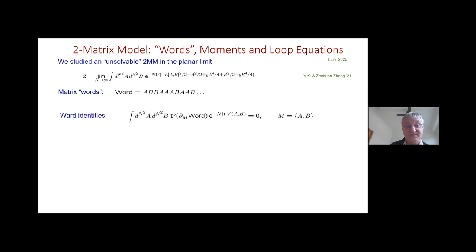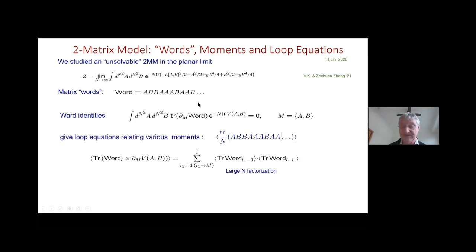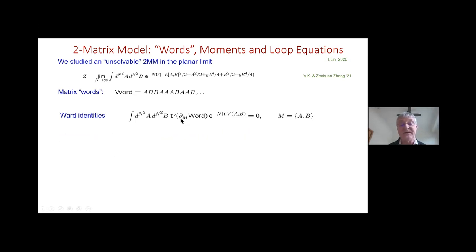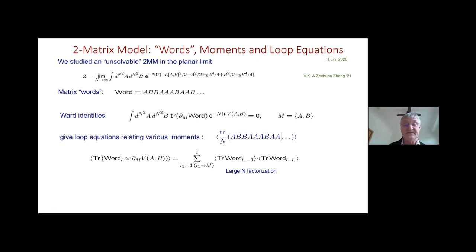The word identities, the analog of loop equations, are constructed by taking a derivative under the trace of the word and of the action, where this derivative can be with respect to A and B, and we end up with equations on the moments for the traces, average traces of these different words, which has schematically this form, very similar to what Martin presented in the gauge theory. On the right hand side we have a nonlinear term due to large N factorization.